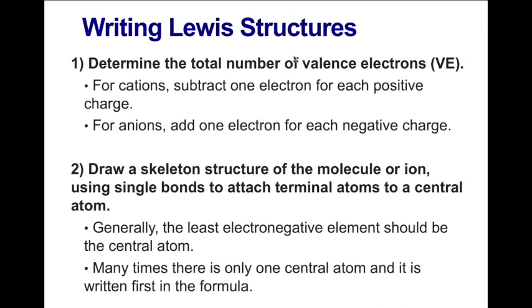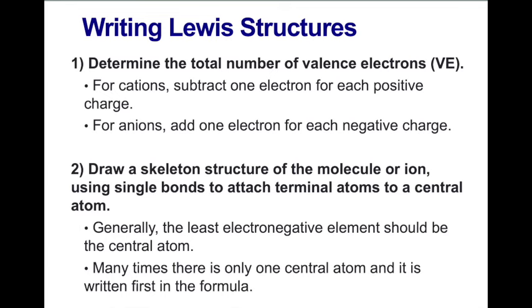So in writing Lewis structures, the very first thing we need to do is figure out how many total valence electrons there are in the whole molecule. Unless we're dealing with a polyatomic, and then we need to make sure that we take care of the fact that the polyatomic cation has 1 less electron overall. So we would have to delete that from our total count.